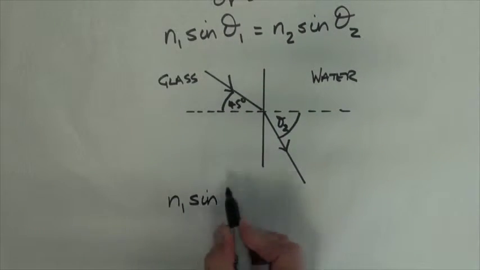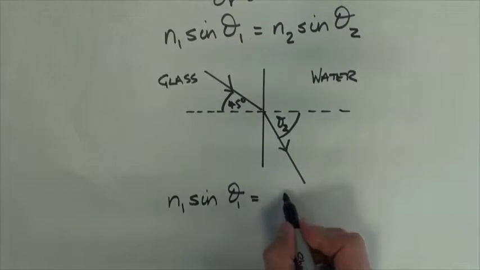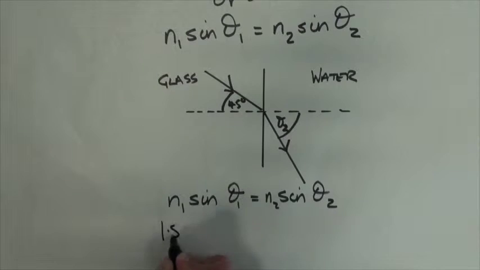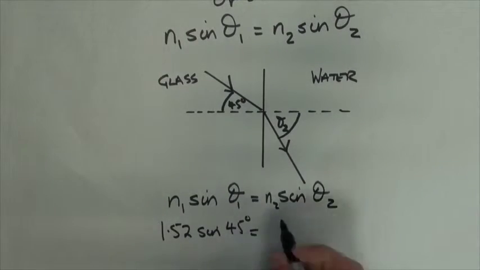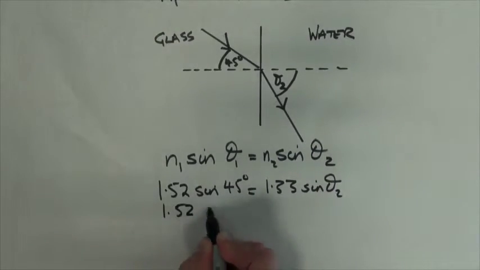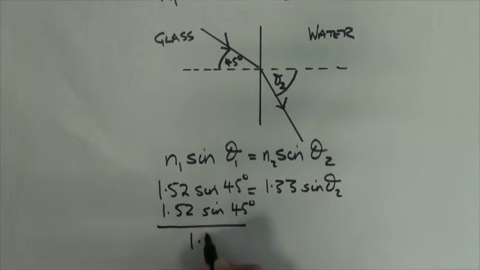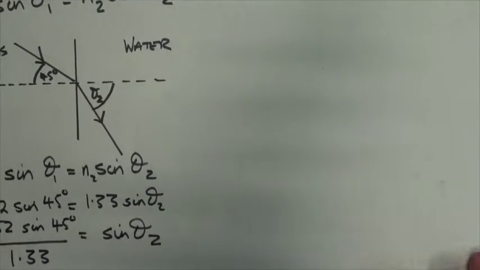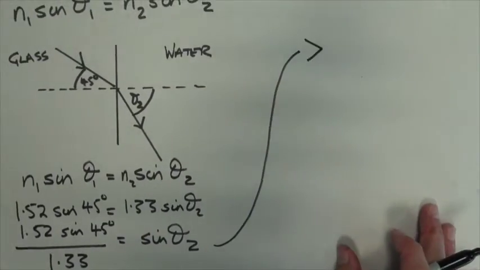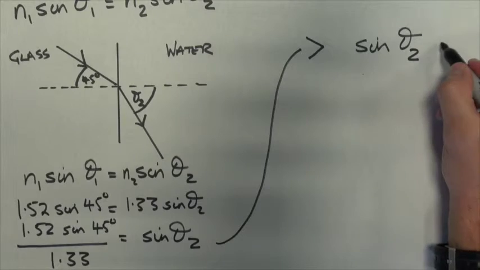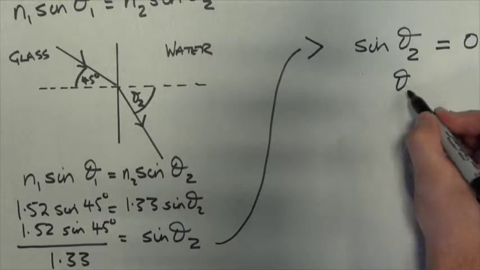Alright, so let's substitute this into our equation for Snell's law. n1 sine theta 1 is going to be the glass, n2 sine theta 2 is going to be the water. So n1 is 1.52 sine 45. On the other side, I've got 1.33, the refractive index of water. Now I take the 1.33 to the other side to give me sine theta 2. As I solve this, I know that sine theta 2 is going to equal 0.81.